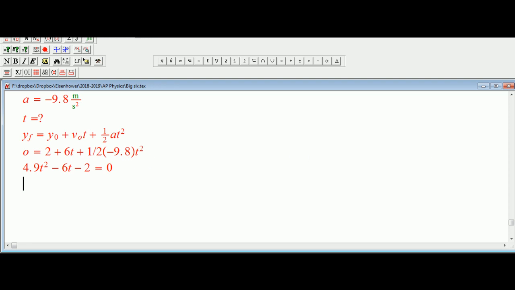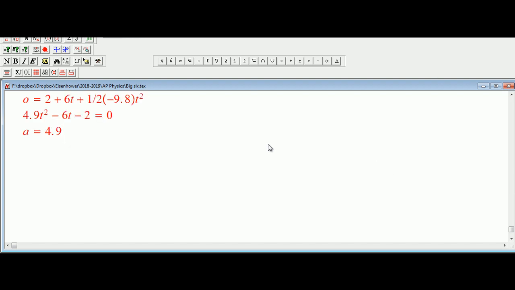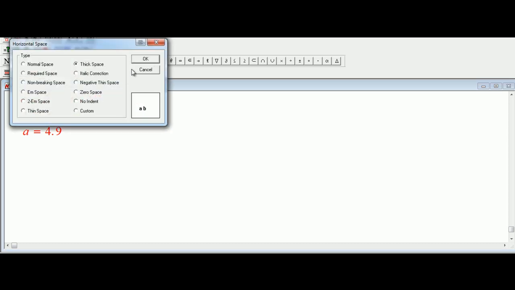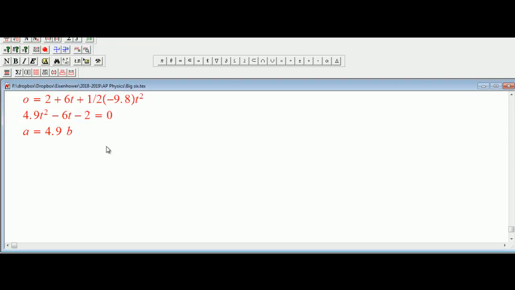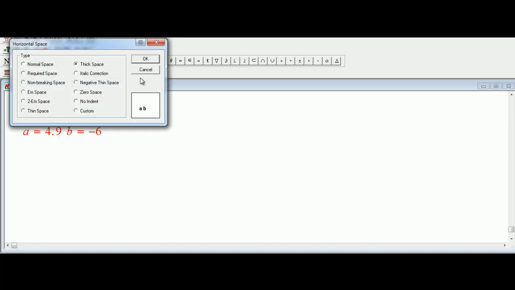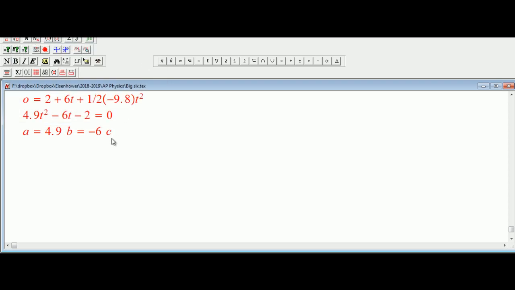Now let me hit pause here. My a equals 4.9. My b is equal to minus 6. And my c equals negative 2.